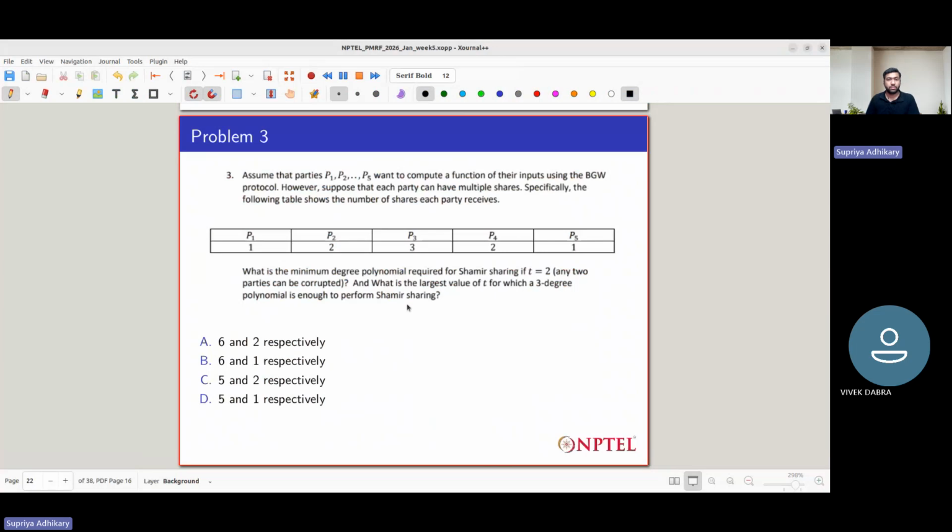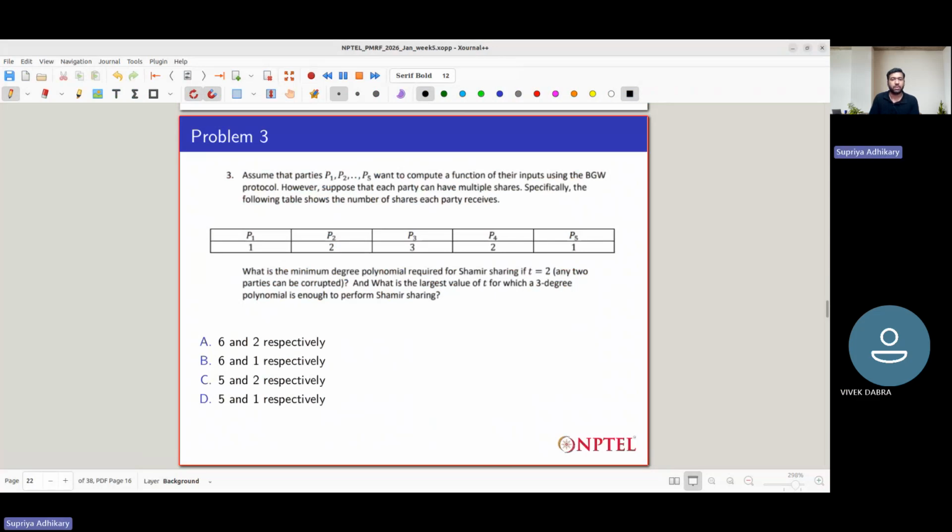Okay. So, problem 3, we have assumed that there are 5 parties, P1 up to P5, and they want to compute a function of their input using the BGW protocol. However, suppose that each party can have multiple shares. Specifically, the following table shows the number of shares each party receives. So this is P1, it has 1 share, P2 has 2 shares, and so on, with the threshold T equal to 2.